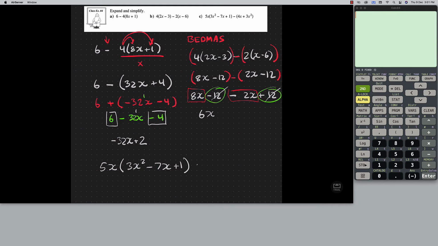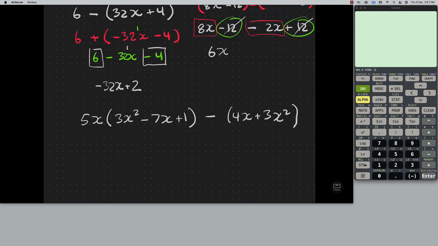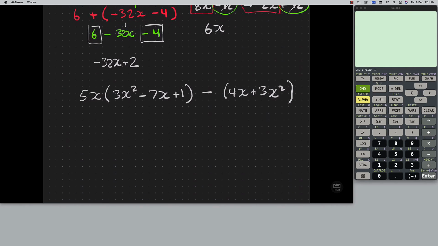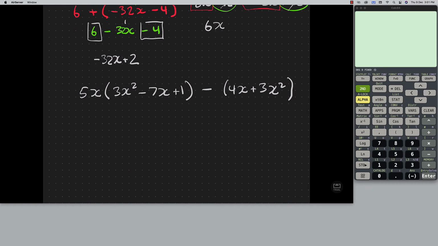I'm going to subtract 4x plus 3x squared. Now notice on the second one there's nothing on the outside of those brackets to multiply by, so there's nothing there. So I only really need to expand that one and then follow the other rules to start gathering like terms.